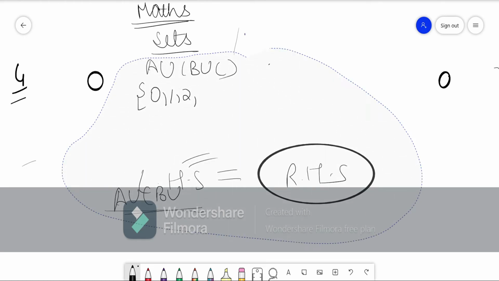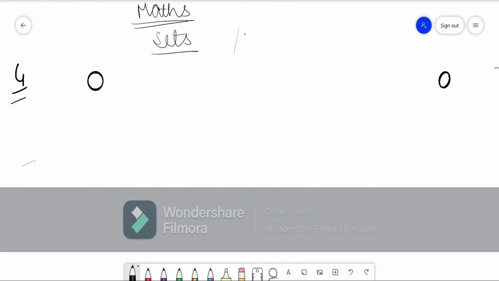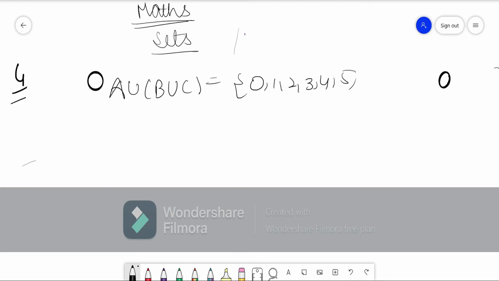See guys, I want you all to try some questions yourselves as well. If you can, then please. So A union B union C was what? 0, 1, 2, 3, 4, 5, 6, 8, 9. Now, what are they saying next is (A union B) union C. Now combine A union B together, then do union C. So first let us write the question.